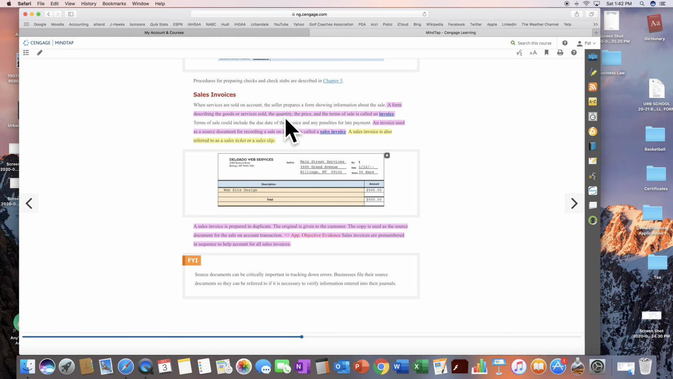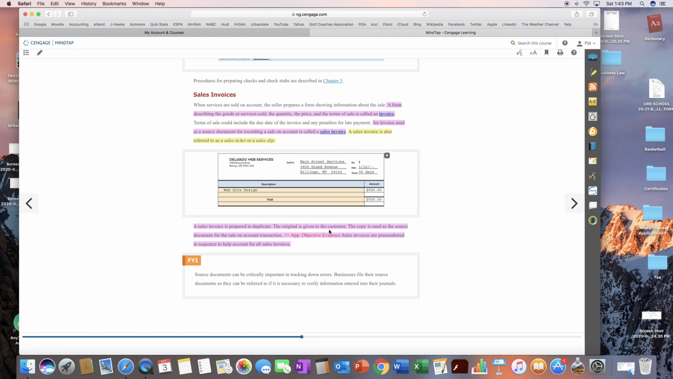The next source document is the sales invoice, and an invoice is just like a receipt, a form. It could be an order form or a sales receipt, but we call it an invoice when we make a sale, a form describing the goods sold, quantity, price, all that. An invoice is used as the source document for recording a sale on account. When we make a sale on account to a customer, that would be accounts receivable, and we would use the sales invoice. Sales invoices are pre-numbered, like we said with checks. They're also called sales slips or sales tickets, but almost always we use sales invoice.